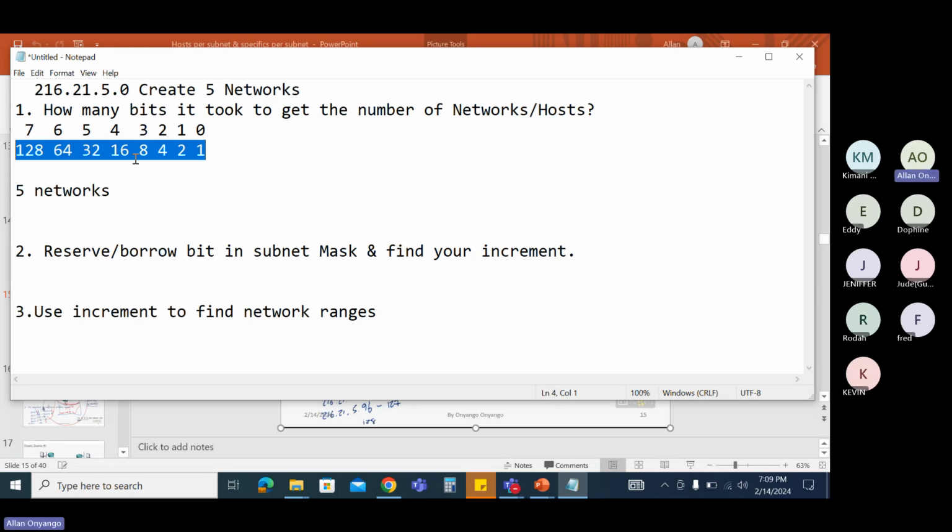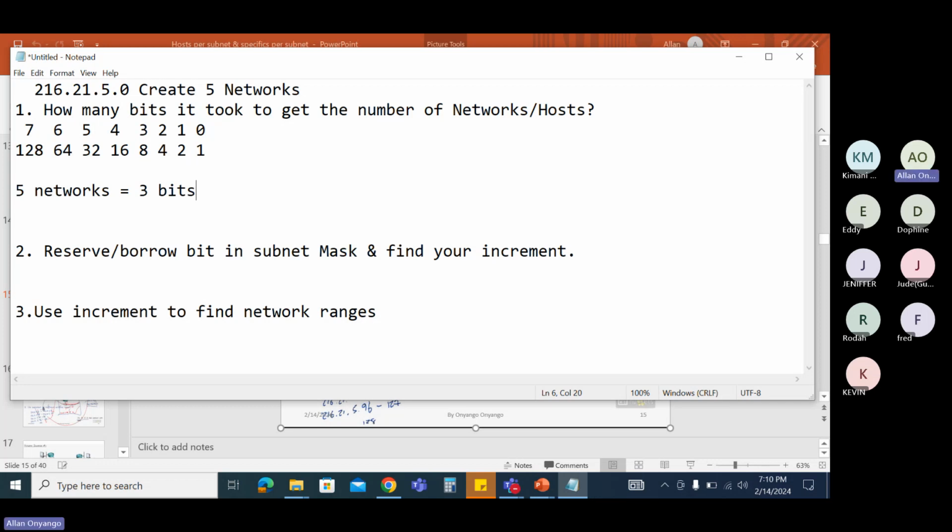Are we together? Now, 4 is less than 5 already. So if 4 is less, you take 8. Place that number somewhere, look at which two numbers it is in between, and take the one that is more. Don't take the one that is less. So we take 8. And then you ask yourself, 8 is 2 to power what? 3. 2 to power 3. Very good, and that's our answer here: 3 bits. So how many bits does it take to get 5 networks? It's 3 bits. So the power will always be your answer.